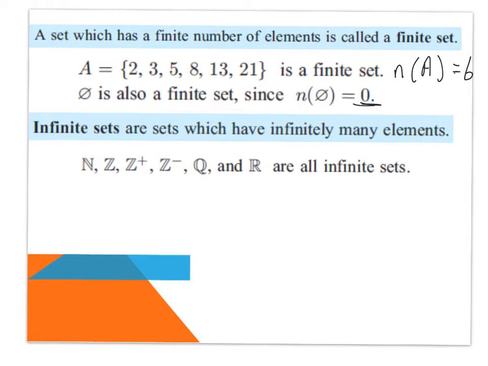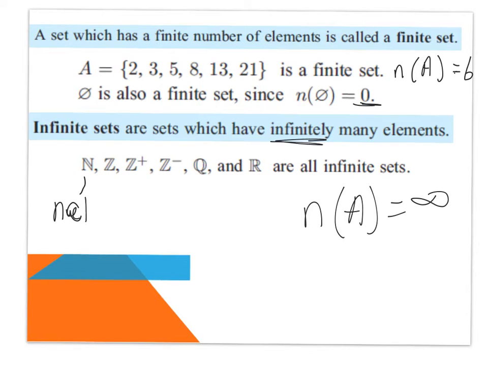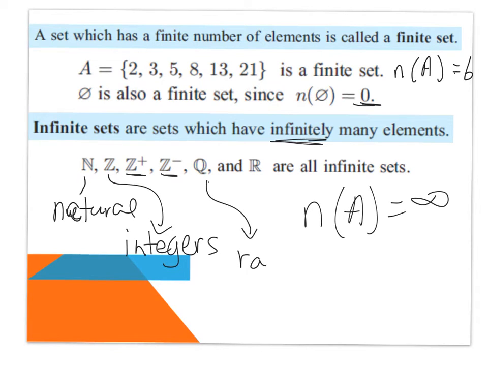Infinite sets, however, have infinitely many elements, and we can't write the number of elements in the set and give a number. It would just be infinity because there's an infinite number. And if we go back and remember, this is the set of natural numbers, and that is an infinite set. This is the set of integers, and remember, that's an infinite set. Then this is the positive integers. This is the negative integers. This is our rational numbers, and that's an infinite set. And this is our real numbers, which is also an infinite set.